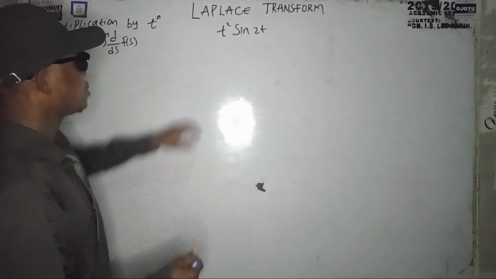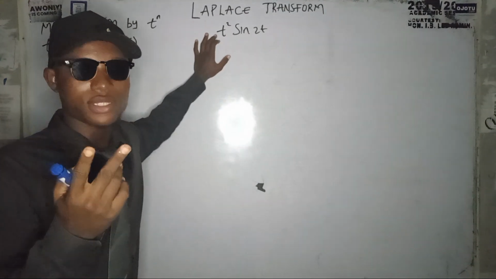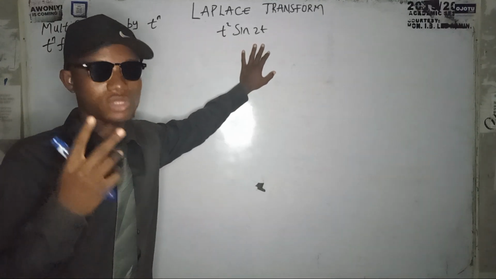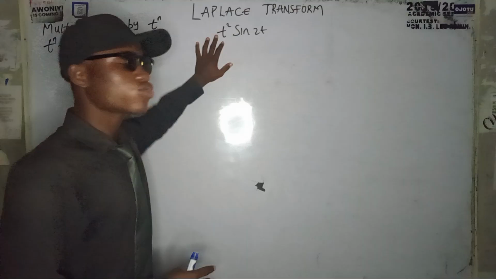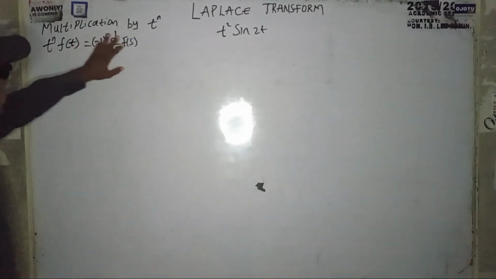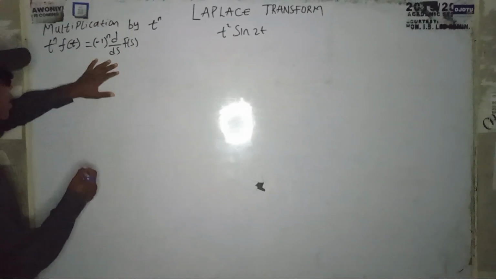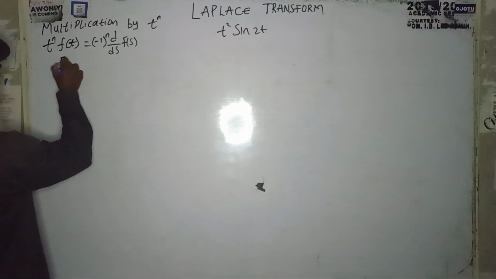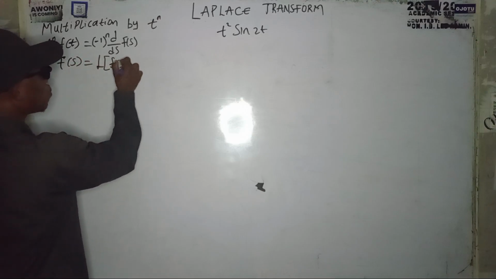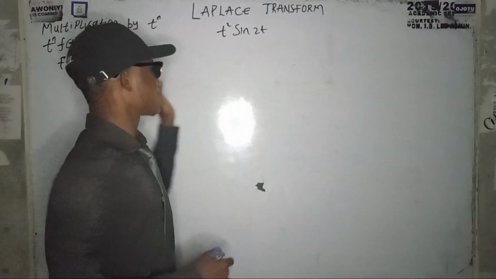If it's t raised to the power 2, it means that you are going to differentiate it twice. That is the meaning. After you get a value for F of s, you are going to differentiate it two times, and you are going to multiply by minus 1 two times. So this formula is not all that complicated, and this is valid when F of s is equal to the Laplace transform of f of t. So we need to understand this.